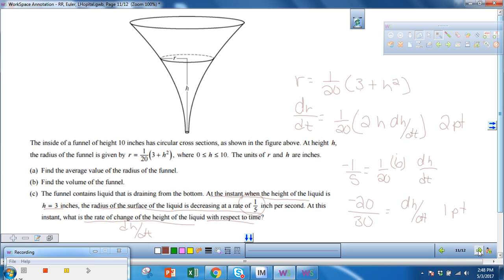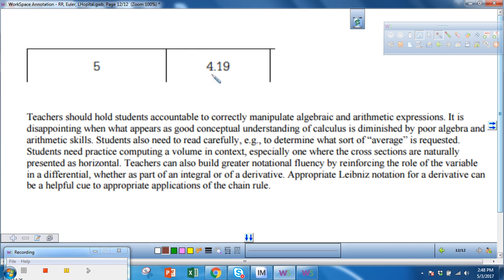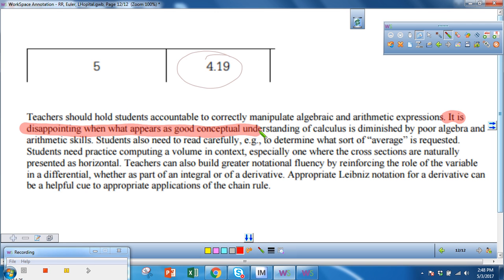Okay? Here's some things that the graders want you to know. The average of this was 4.19. Now, questions A and B both were very easy to do, so you should have, as a BC student, gotten at least 6 points on that. Okay? I love this statement by the graders, and your calculus teacher, we've been singing this song all year. It is disappointing when what appears as good conceptual understanding of calculus is diminished by poor algebra and arithmetic skills. In other words, you need to know your algebra and your arithmetic.